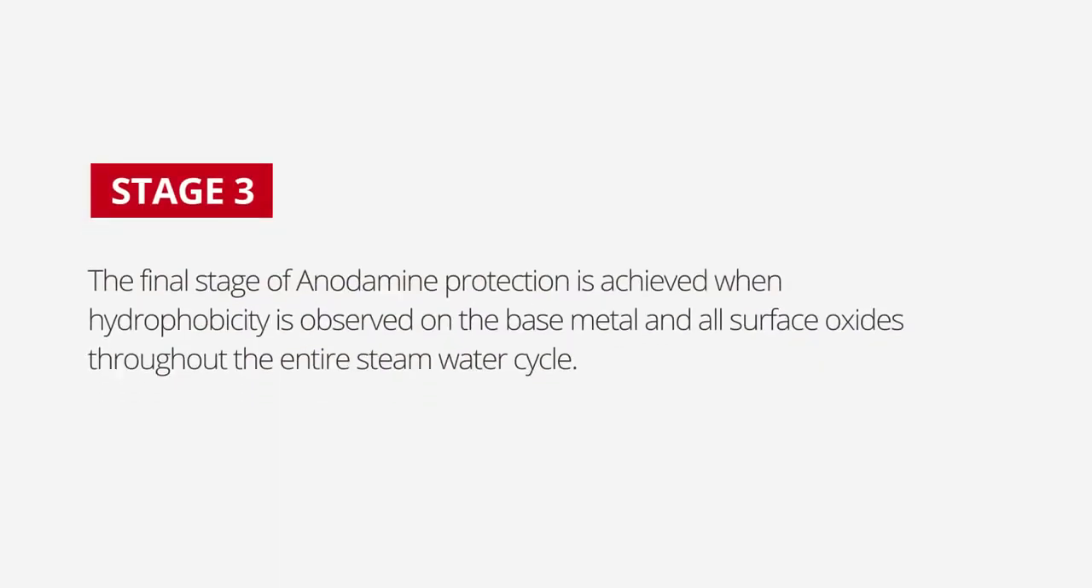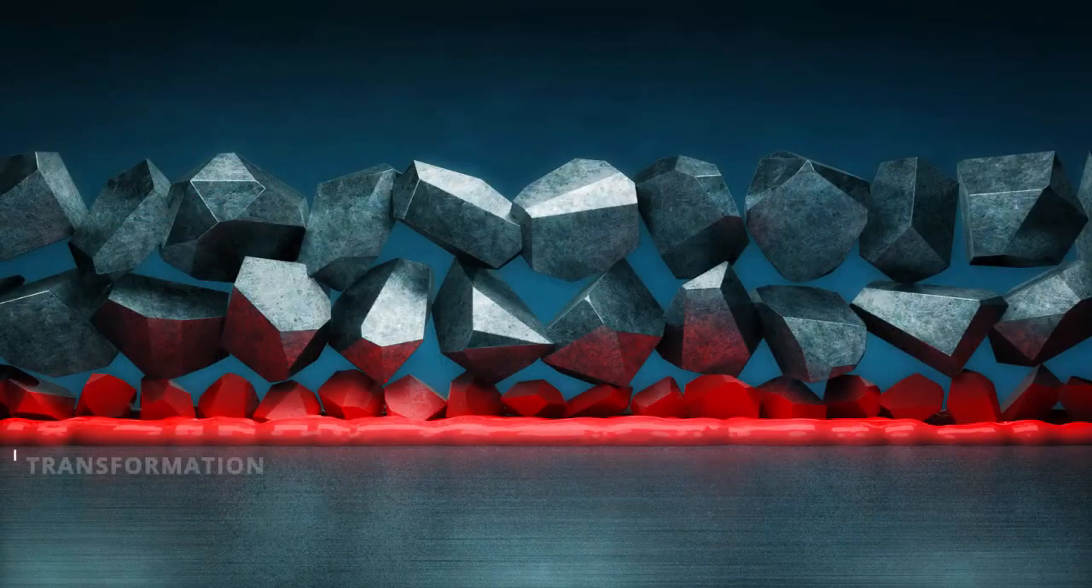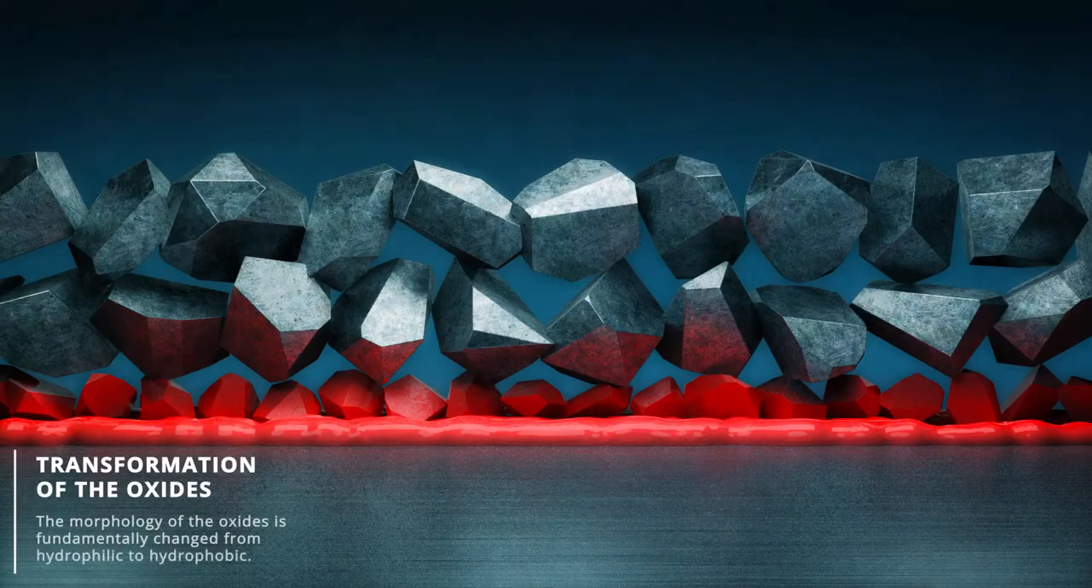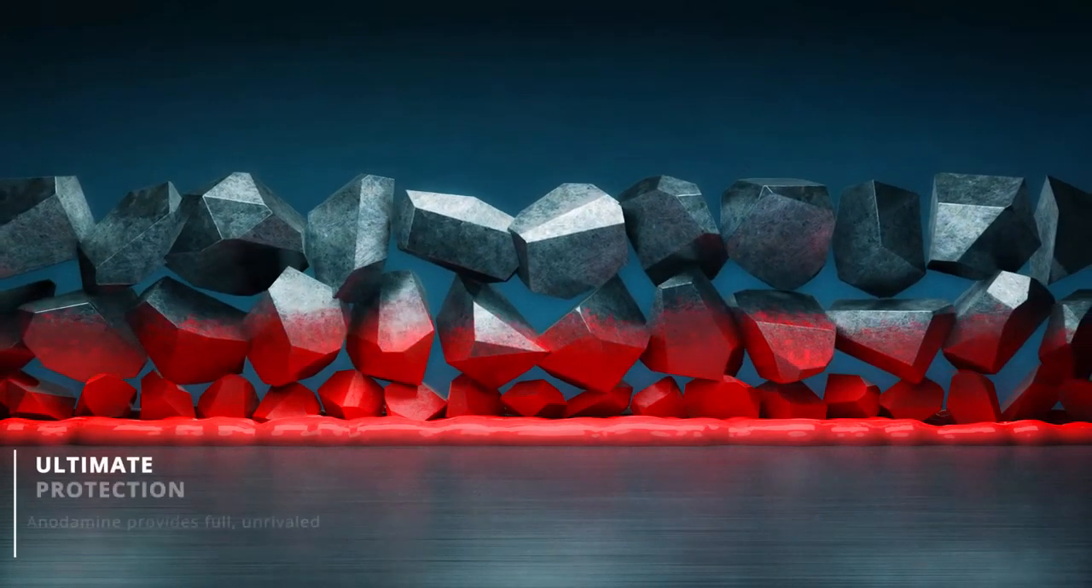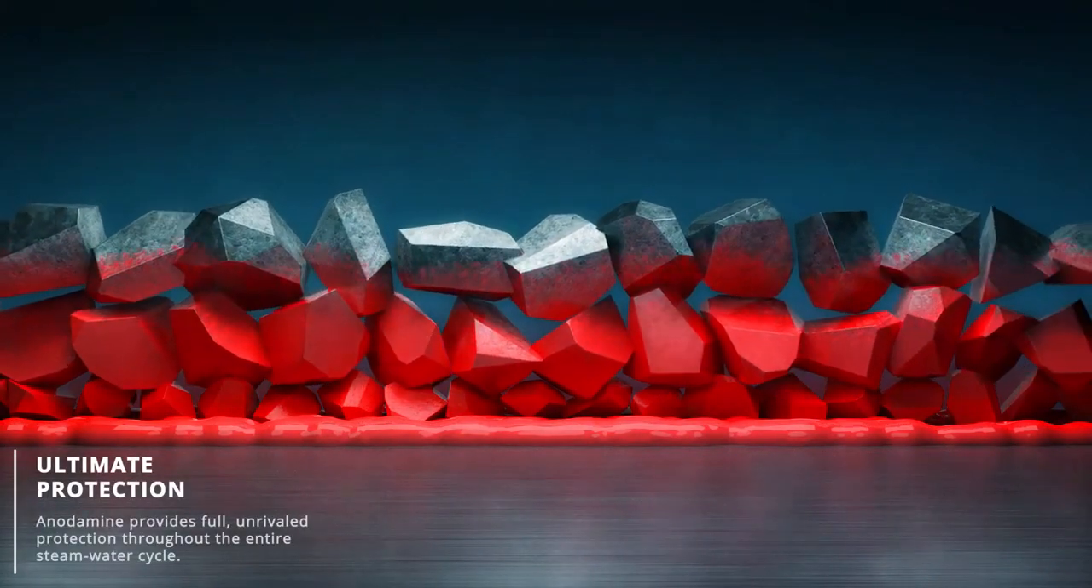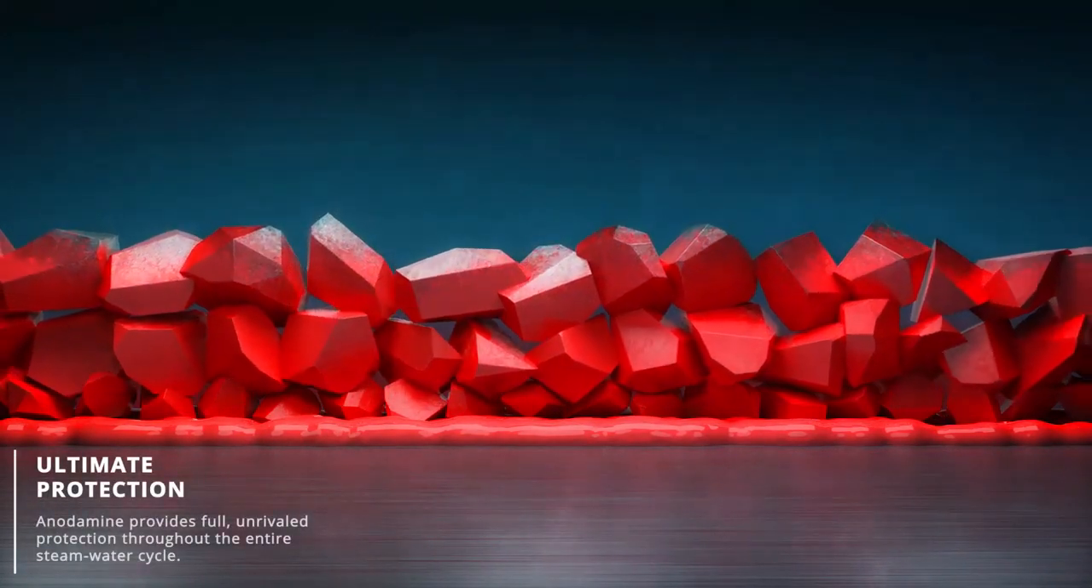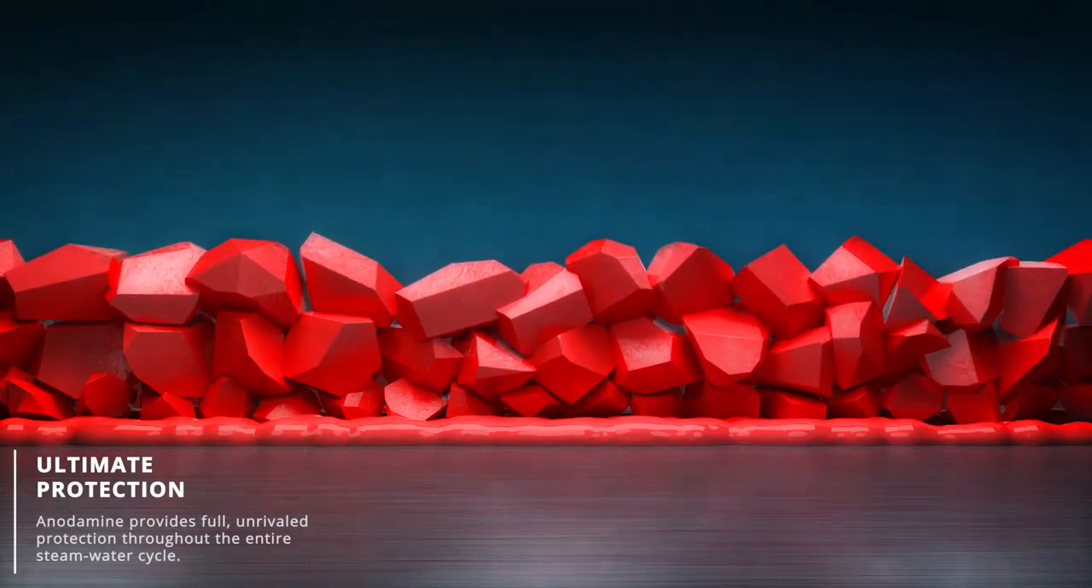The final stage of Anodamine protection is achieved when hydrophobicity is observed on the base metal and all surface oxides throughout the entire steam-water cycle. It is important to note how the morphology of the oxides is fundamentally changed from hydrophilic to hydrophobic. As stage 3 is achieved, Anodamine begins providing full, unrivaled protection throughout the entire steam-water cycle.